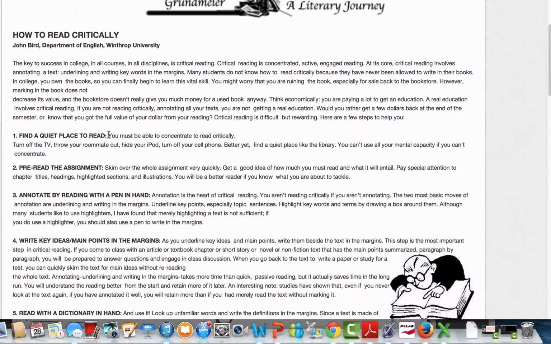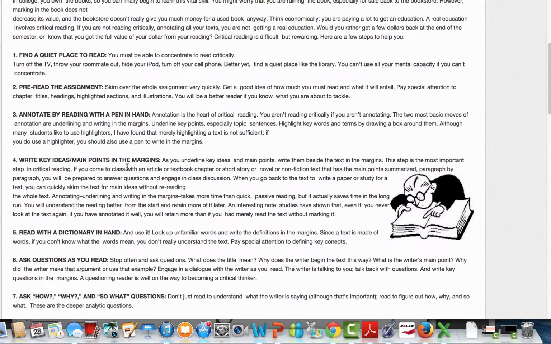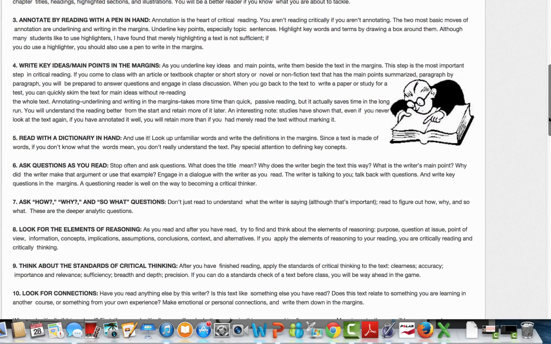Find a quiet place to read. Pre-read the assignment. Annotate by reading with pen in hand. If you don't know what annotation is, it's basically writing in the margins, underlining, asking questions, using a highlighter. This will help you understand the text. Write key ideas and main points in the margins. If you have a dictionary, have it with you.